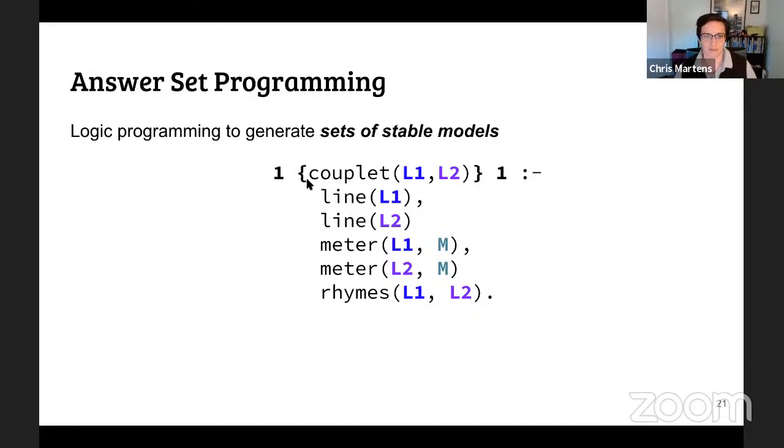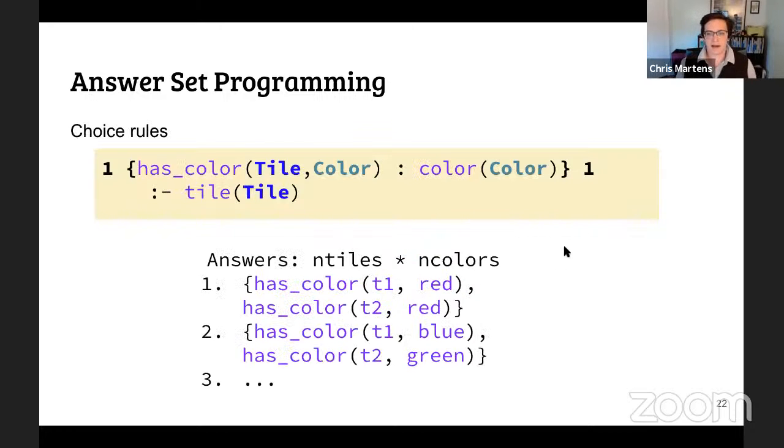It does this through something called choice rules, which are exemplified here with this curly brace syntax. The numbers on either side are saying, produce exactly one atom of this form for each of the things on the other side of the turnstile. Just as an example of the full expressivity of choice rules, you could populate a grid of tiles of different colors by saying that each tile has to have a color. This can be read as: for every tile, capital T, the tile has a color if that color is a valid color.